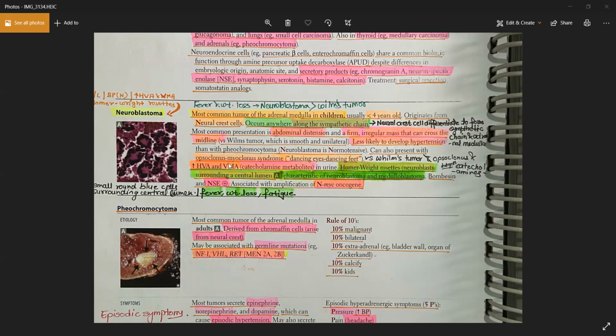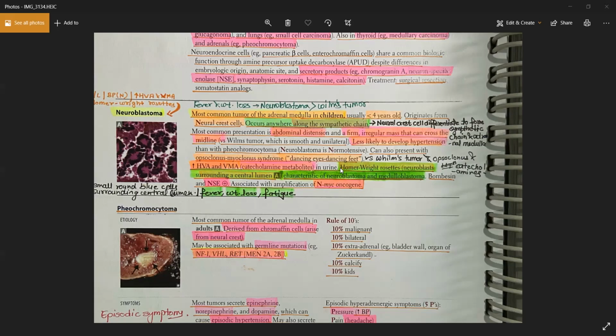Okay. And because these tumors are releasing epinephrine and norepinephrine, you will have high HVA and VMA, which are the catecholamine metabolites. And very important to note, they have Homer-Wright rosettes. If you studied neurology, you remember one tumor in which you have the Homer-Wright rosettes, which is the medulloblastoma. Remember? Yes, the medulloblastoma.